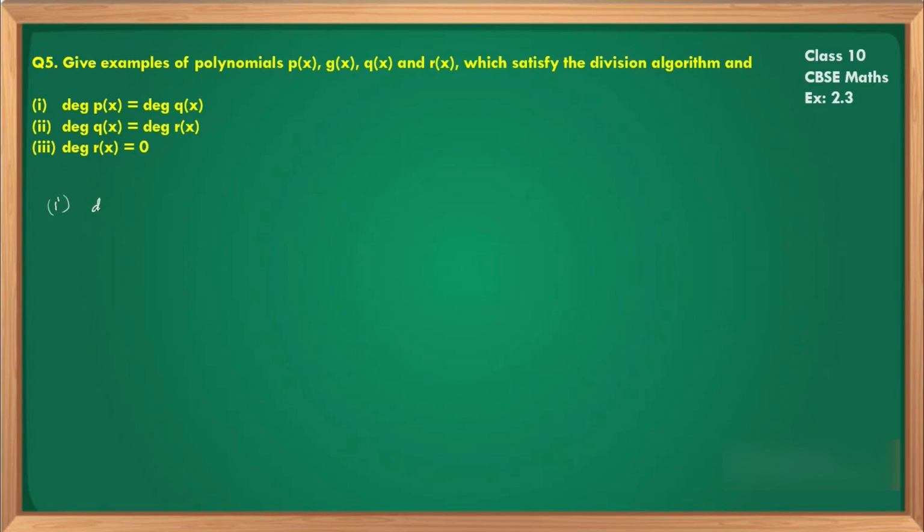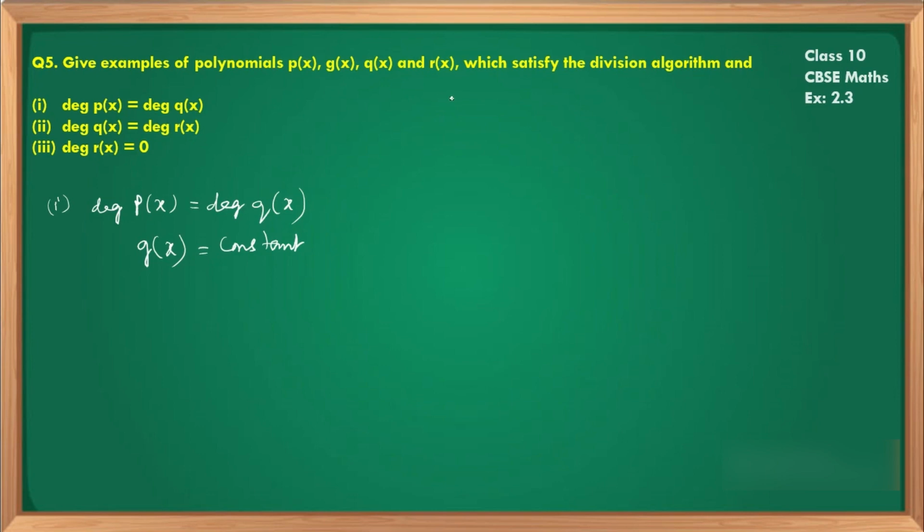Now this is degree of px is equal to degree of qx. How do we do that? For this you have to remember, you have to take the divisor, that is gx, as a constant or number. You can take any constant or number. You have to choose such an example to show that the degree of a polynomial is equal to the degree of the quotient. Now for you, I take one example.